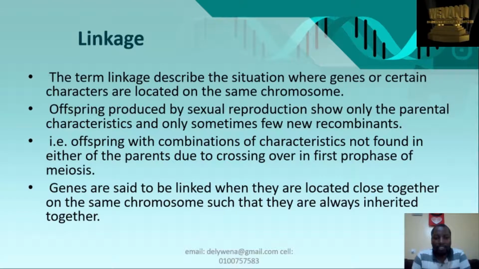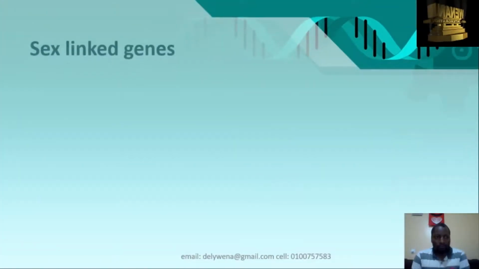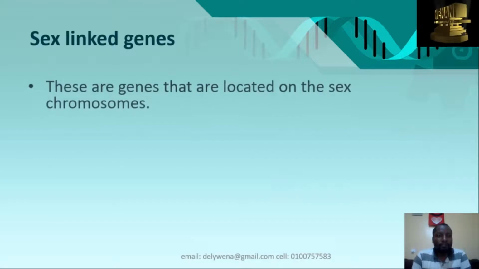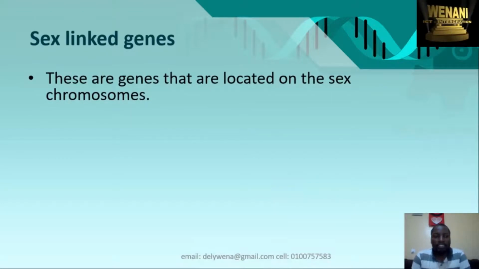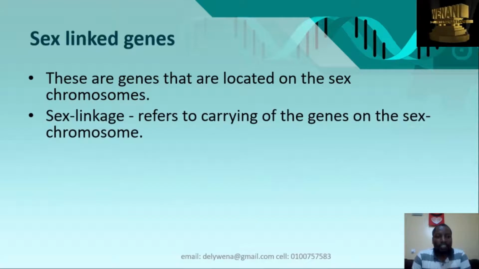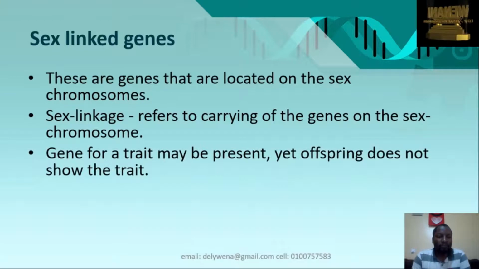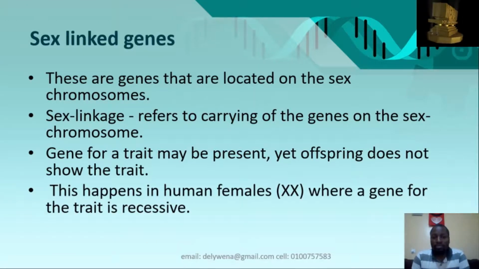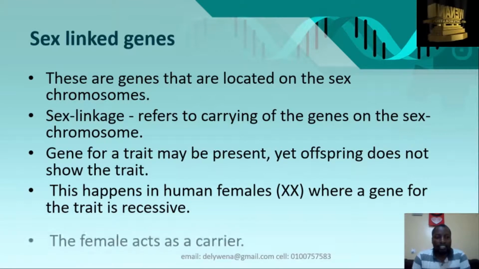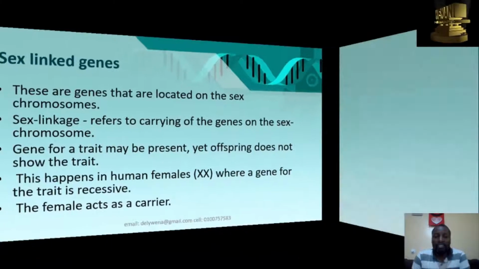Genes are said to be linked when they are located close together on the same chromosome, such that they are always inherited together. Then you have what we call sex-linked genes. These are genes that are located on the sex chromosome. Sex-linkage refers to the carrying of genes on the sex chromosome. A gene for a trait may be present, yet the offspring does not show the trait. This happens in human females, that is XX, where the gene for the trait is recessive. The female acts as a carrier.